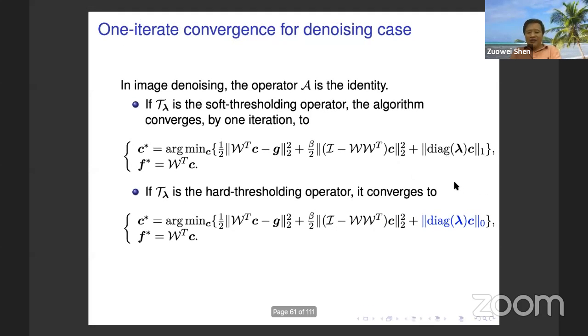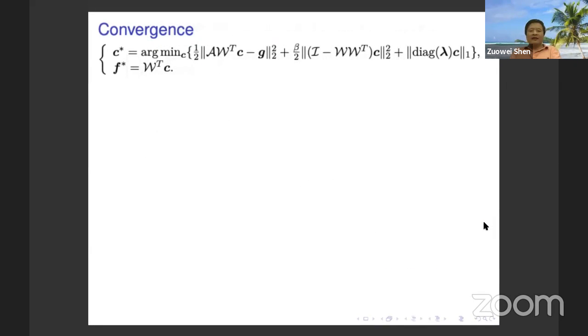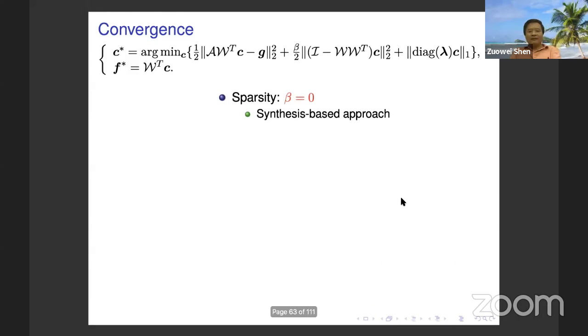If you use the hard thresholding, it also converges to the L0 norm. So it converges when A is identity. But when A is not identity, it's also converged, but it took us some time. And in fact, beta equals 0, people call the synthesis-based approach.